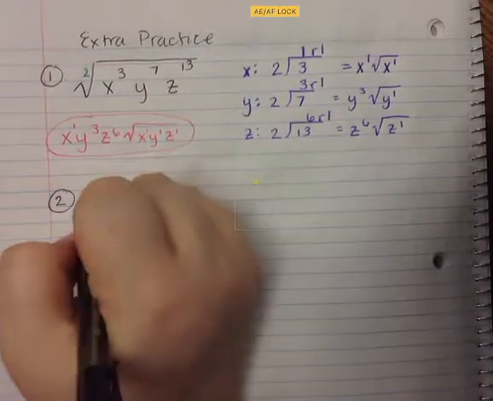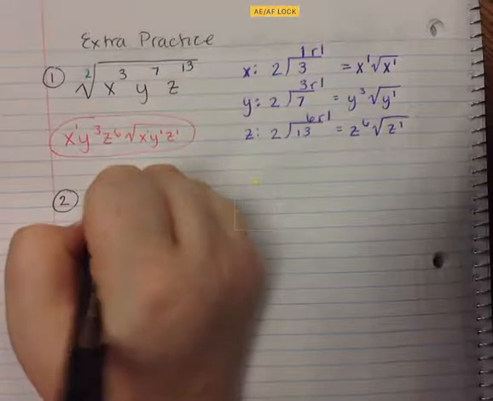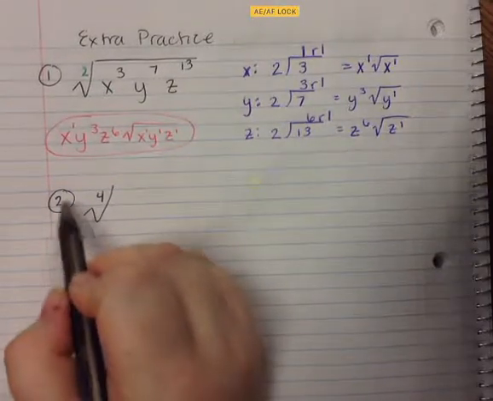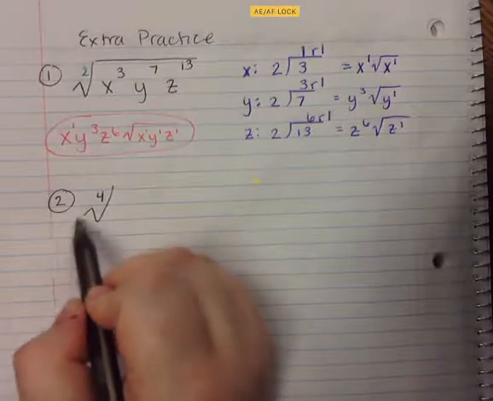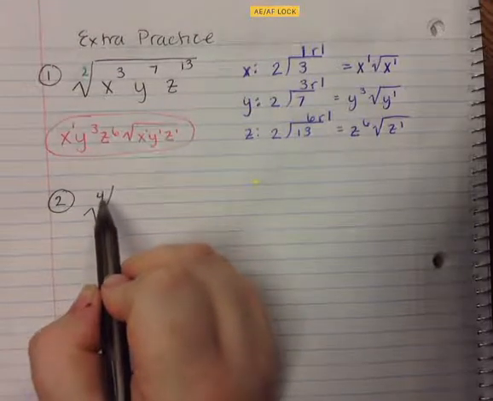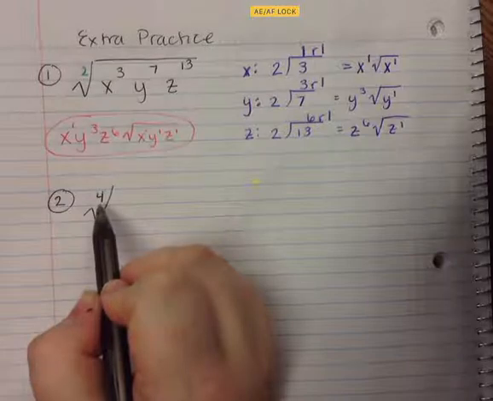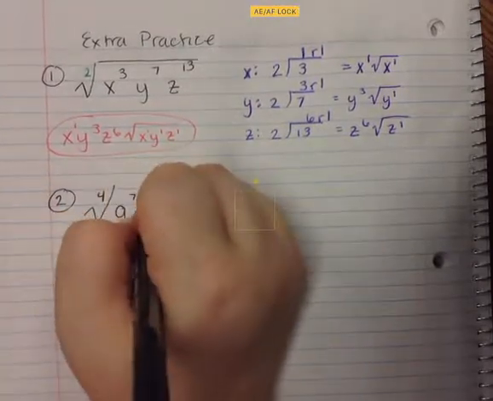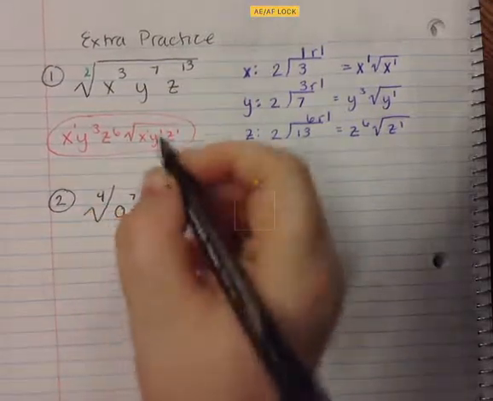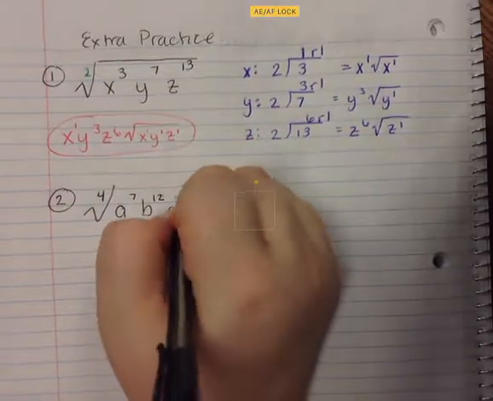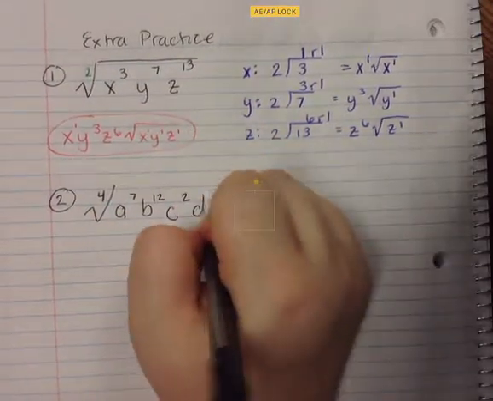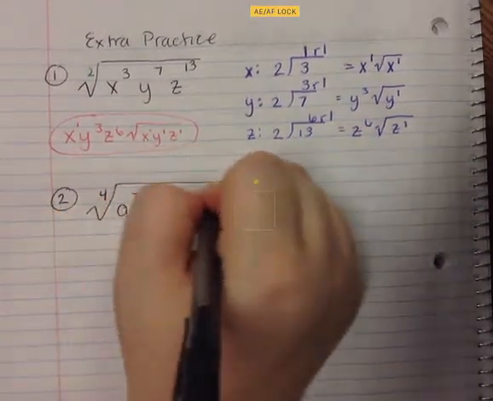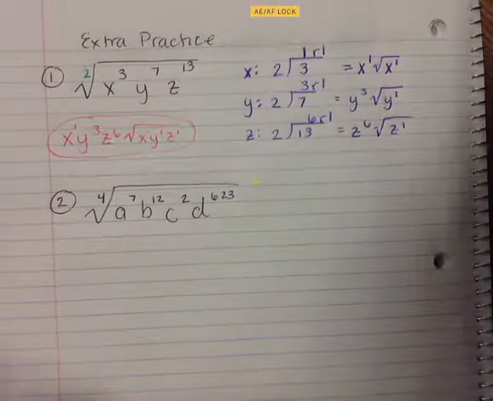The next example I'm going to do is going to be the 4th root. Now notice that my 4 is inside this little nook. It's not on the outside of the problem. You have to be very careful about that. This number is inside that little nook. So the problem is a to the 7th, b to the 12th, c to the 2nd, and d to the 623rd. I wanted to give you a large number in there because I want to show you how to make sure you can do that.